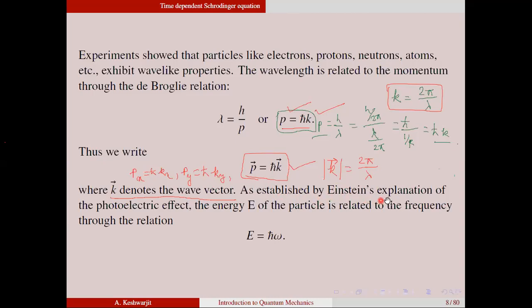As established by Einstein's explanation of the photoelectric effect, the energy E of the particle is related to the frequency through the relation E equals h bar omega. From Einstein's photoelectric effect, what had we obtained? We had obtained E equal to h nu.